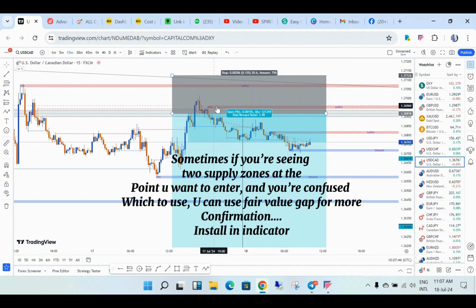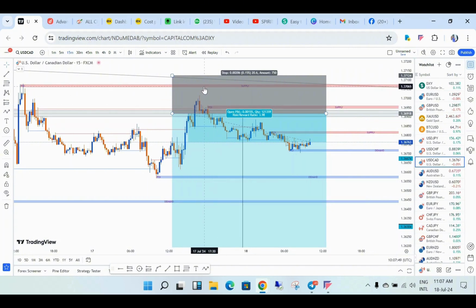Sometimes if there is no supply zone around this area, if there was only this one, I would have just waited for price to get here. And if it didn't get here, I will take it that, okay, that strategy didn't work for this currency pair, then I'll go on other currency pairs and look for opportunities. All right, so this is just it. It's as simple as that.